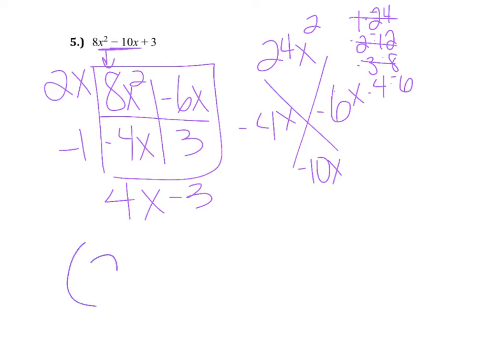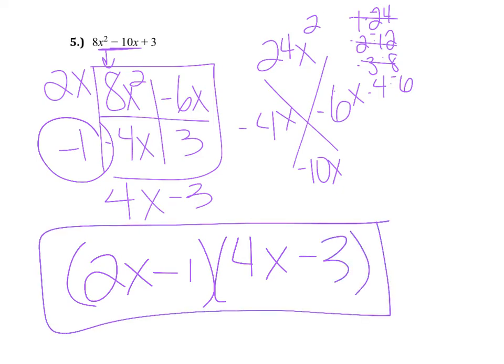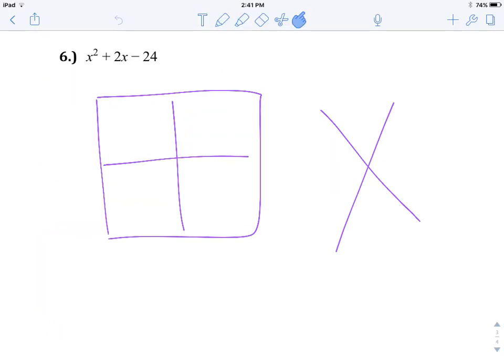So our parentheses will have 2x minus 1, minus because now that is a negative, and then 4x minus 3. So we really want to watch our signs. If it's not all addition in the beginning, if there's a minus sign, there's going to be a minus sign in your answer. All right, looking at problem 6.